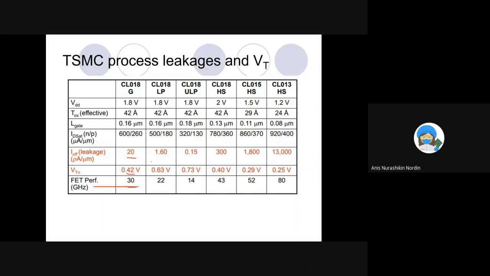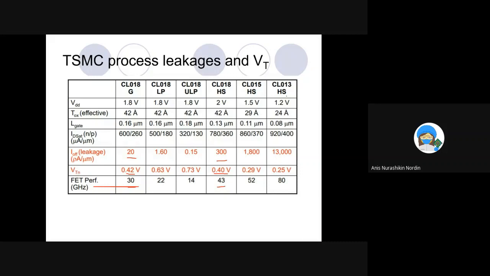Okay, so now we move down the technology, right? As we move down the technology, you shrink, as you can see over here. This one, let's look at the middle one. This is a smaller gate, 0.13 micrometer gate, smaller technology, voltage about the same, 2 volts, thickness of oxide about the same, leakage current is much higher. Leakage current is much higher when it has reduced a bit the threshold voltage. Frequency is higher, 43 gigahertz.